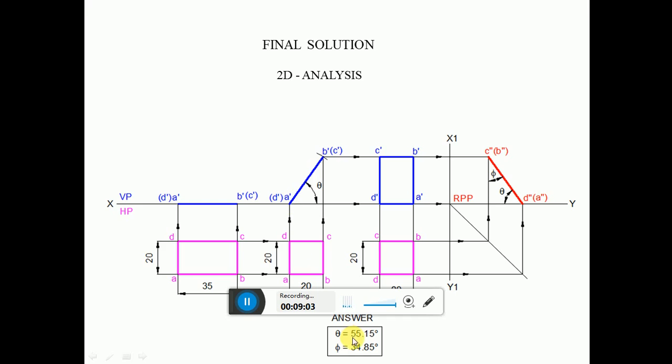So find out the inclination. With theta you are going to get 55 and with phi you are going to get 35 degrees. Inclination with respect to HP and inclination with respect to VP. So this is how we can analyze that our problem is right.